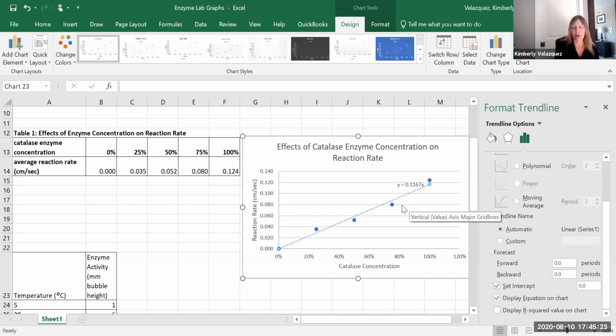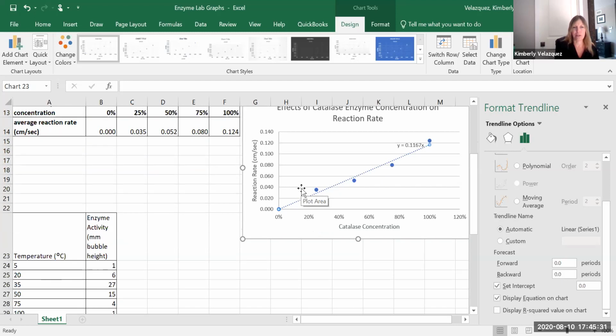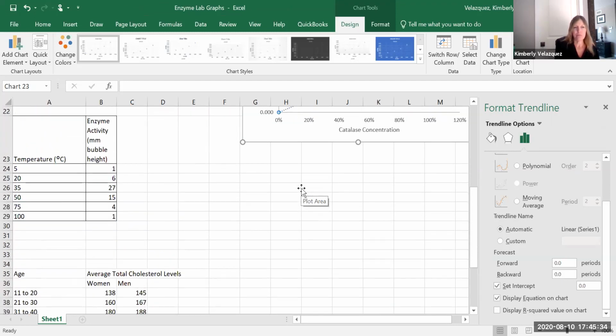So that's a scatter plot. I want to just quickly show you other graphs, and then I'm going to show you how to really effectively copy and paste these into a lab report in Word. Okay, so this data is an example of a scatter plot where you would not want a trend line, because this is showing the relationship between temperature and enzyme activity, and it's not just increasing.